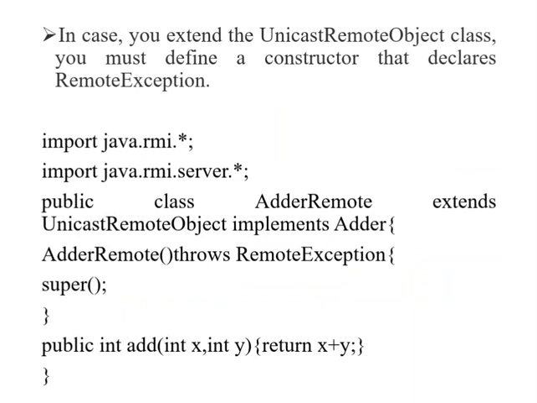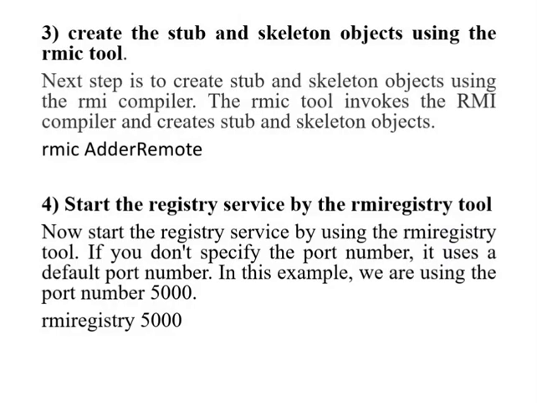Then the fourth step is start the registry service by the RMI registry tool. Now start the registry service by using the RMI registry tool. If you don't specify the port number, it uses a default port number. In this example, we are using the port number 5000. Then let us consider the syntax for how we can start the registry service by using the RMI registry tool. That is rmiregistry 5000. We use the port number, and according to that we can use the syntax.